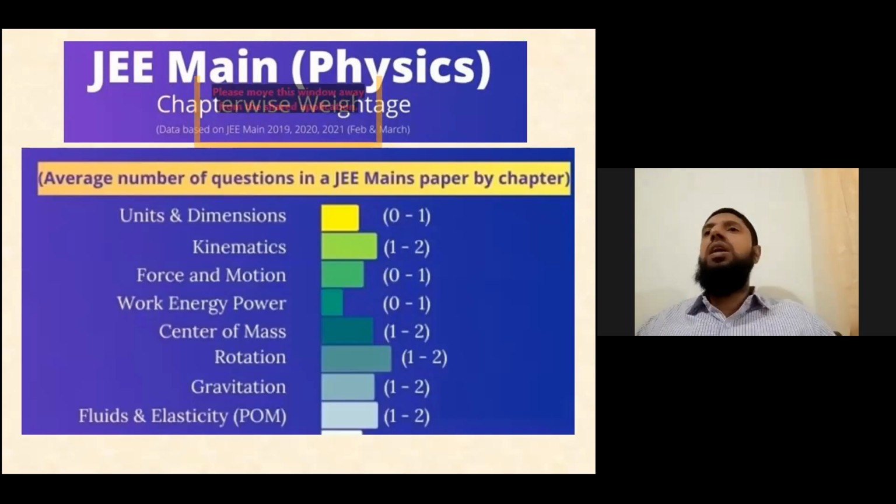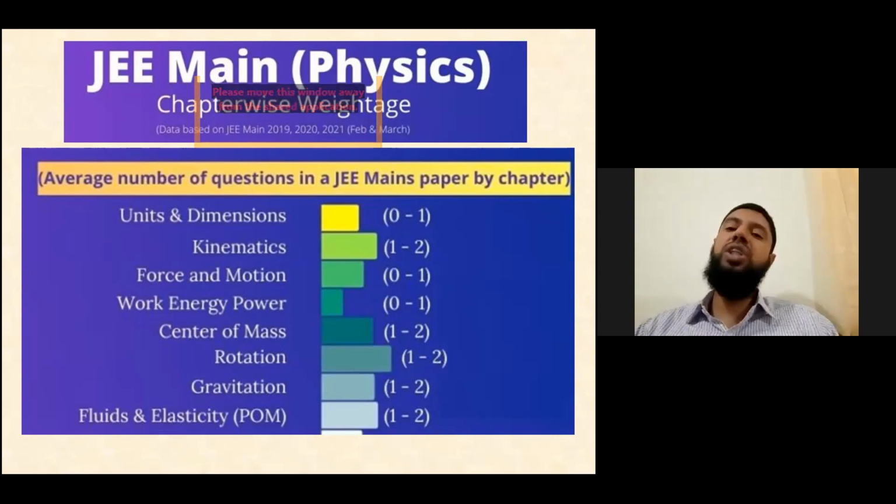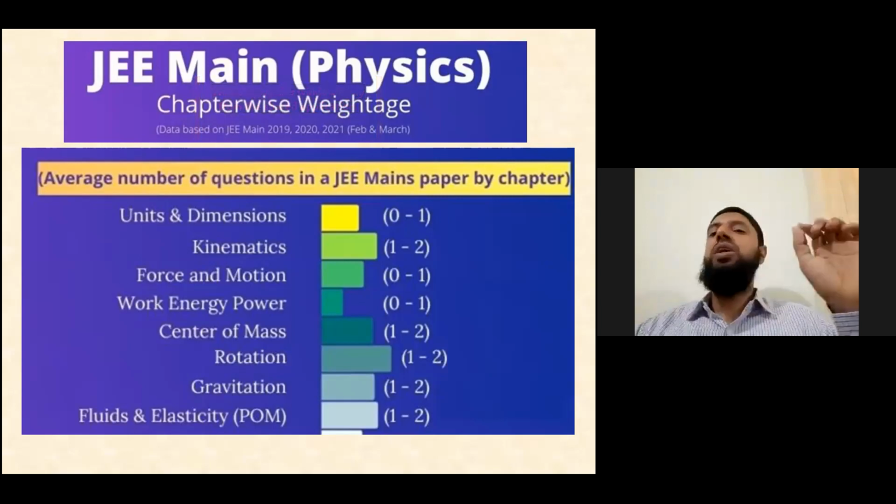Then what are the possibilities? Here are the possibilities; by experience we are defining them. What are the possibilities of getting questions from different topics? Here we can observe units and dimensions are given 0 to 1. At least we'll have 1 question, especially on dimensions or on errors. Errors is a very important topic in units and measurement. Here we can have 1 question either from errors or from units and measurements.